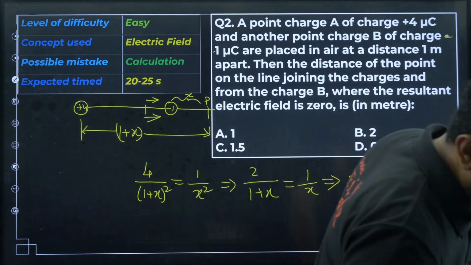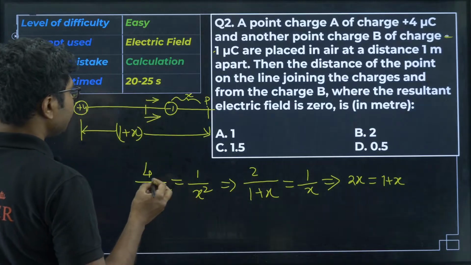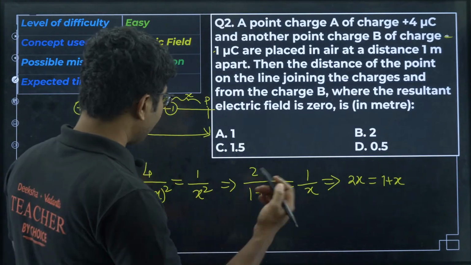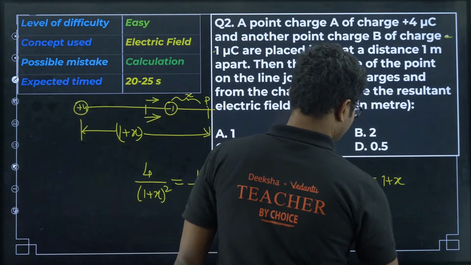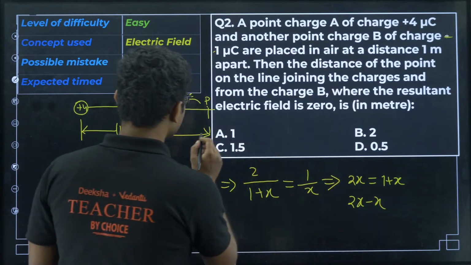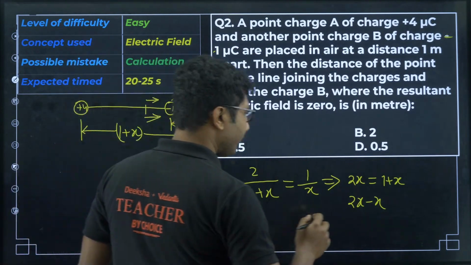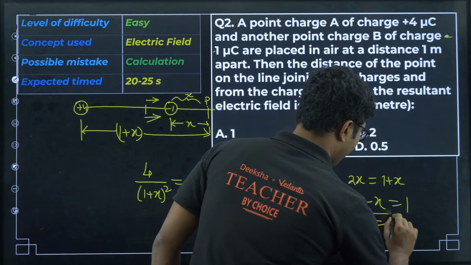Yes, the positions are wrong, because obviously answer 1 is not possible. If it is okay, x can be 1 meter, right? Yes, x can be 1 meter. X is the extra distance, not the distance between the charges. Okay, fine. So it is x equals 1.